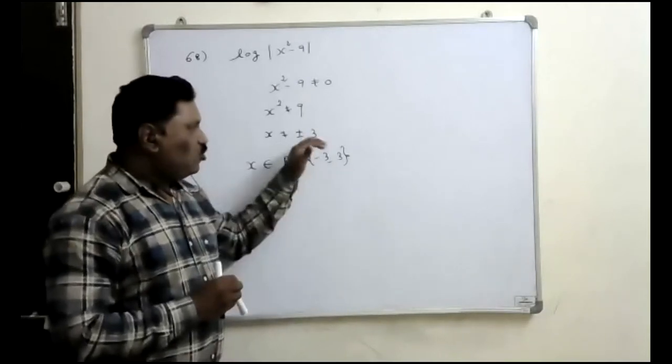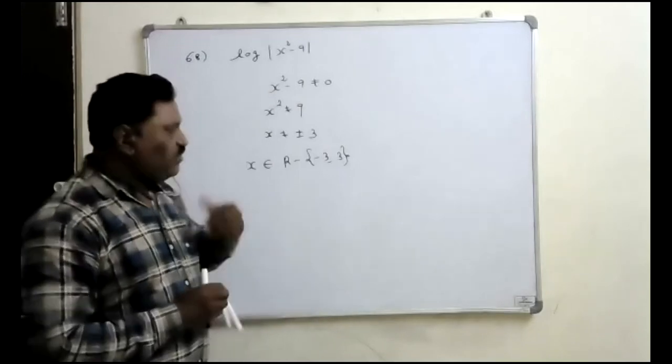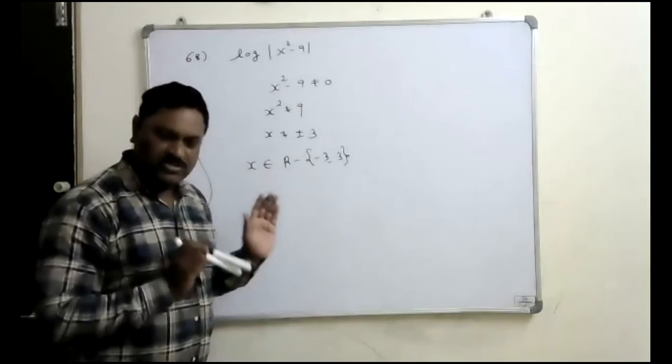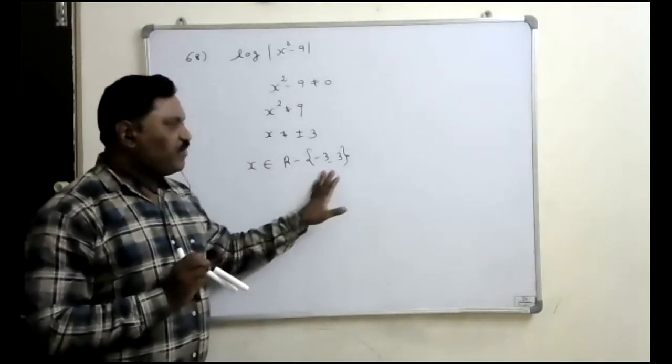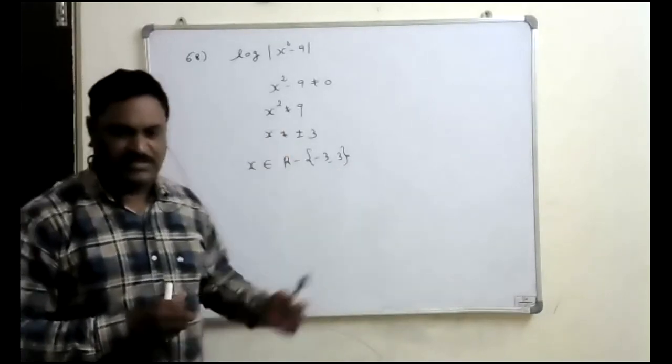Right? Leaving these two values, it can take all the remaining values. All values means all real values. Real values means R, we will represent the real numbers by R. From R, subtract these two values. This will be the domain of the given function.